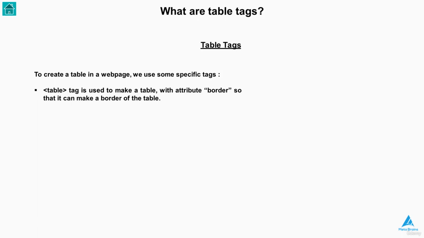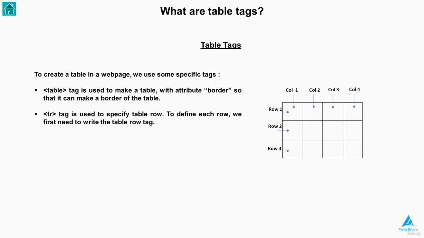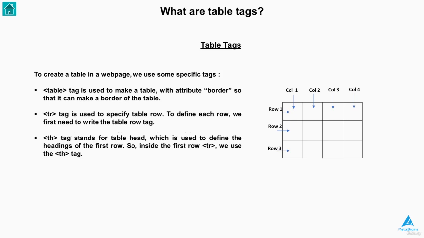Second, we have the tr tag. It stands for table row. You can use the tr tag to refer to table rows. Third, we have the th tag. It stands for table head and is used to create headings for the table. Fourth, we have the td tag. It stands for table data and is used to make columns.